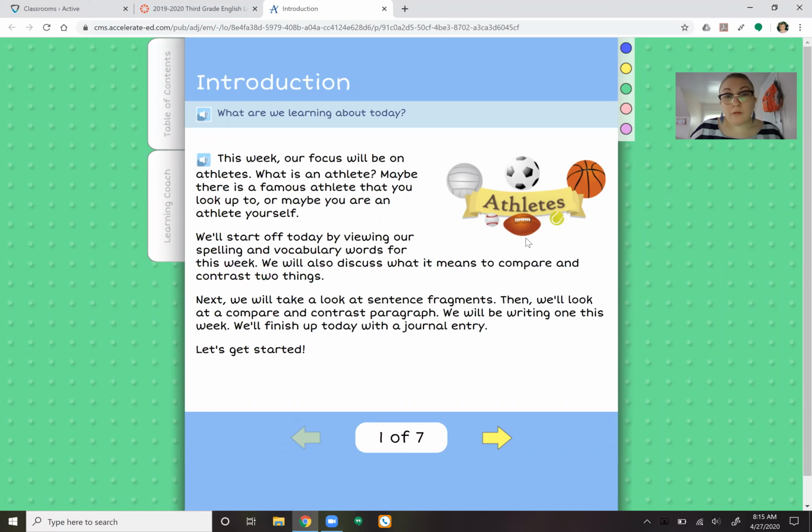Today on Monday, we're going to discuss what it means to compare and contrast two things. And then by the end of the week, you will be writing a comparing and contrasting paragraph. We will also be looking at sentence fragments this week for grammar. So reading and writing this week about comparing and contrasting. And then you have a journal entry today.